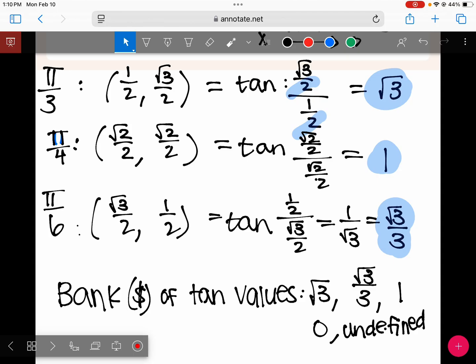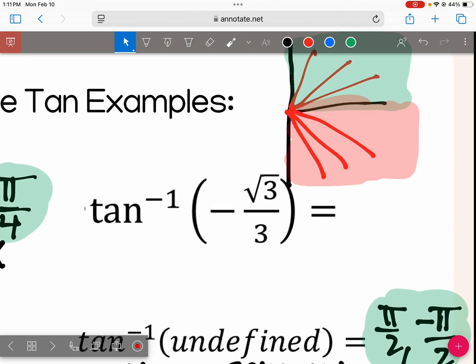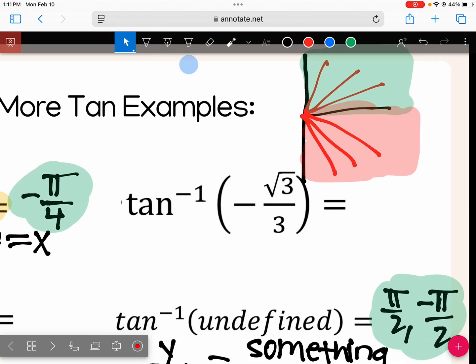Is everyone good if I move up? So now, if I have negative root 3 over 3, what do I have? Or which quadrant, first of all, am I in? 1 or 4? 4. So, using what we just wrote down, where is it root 3 over 3?